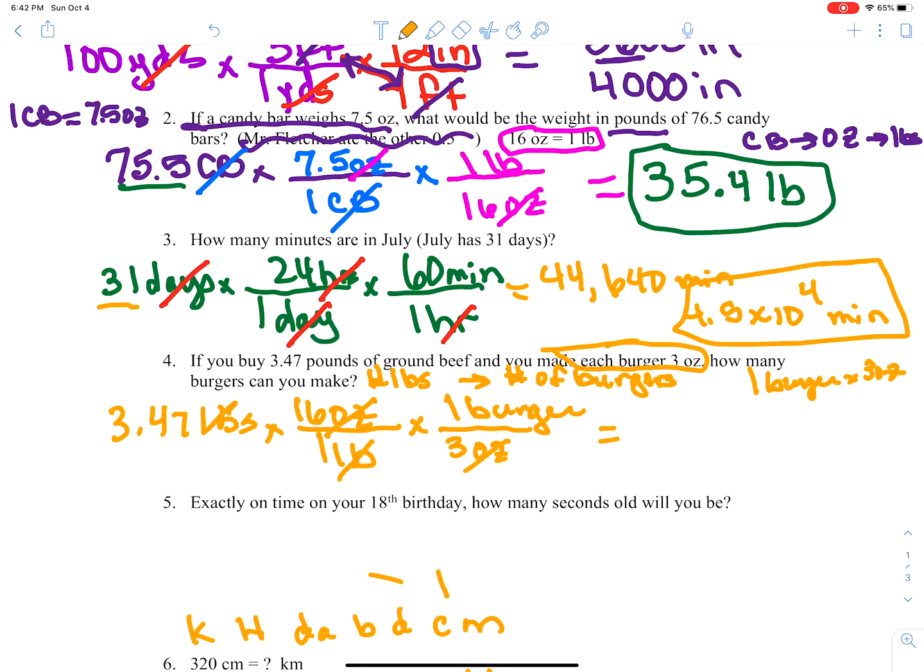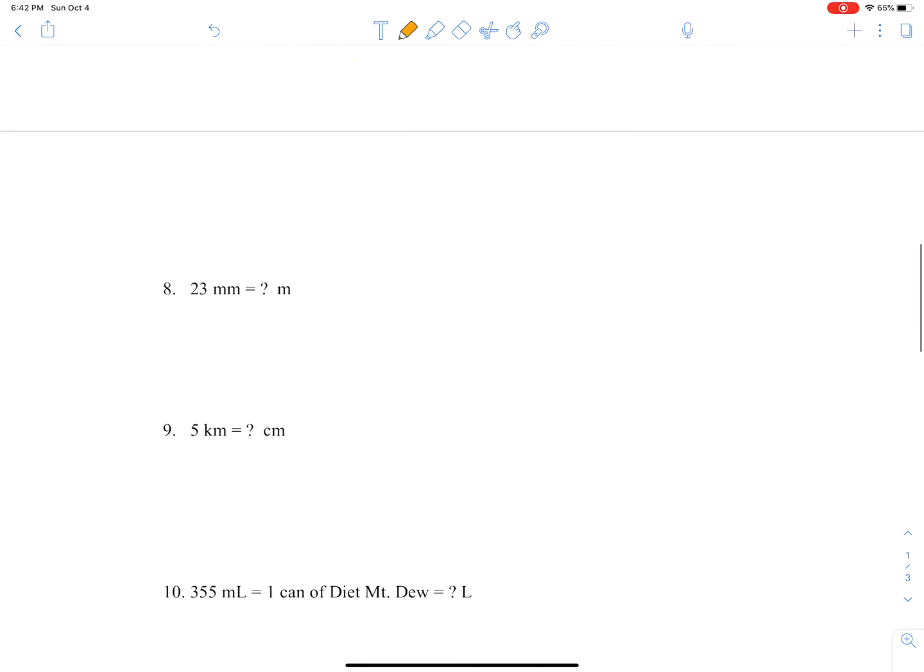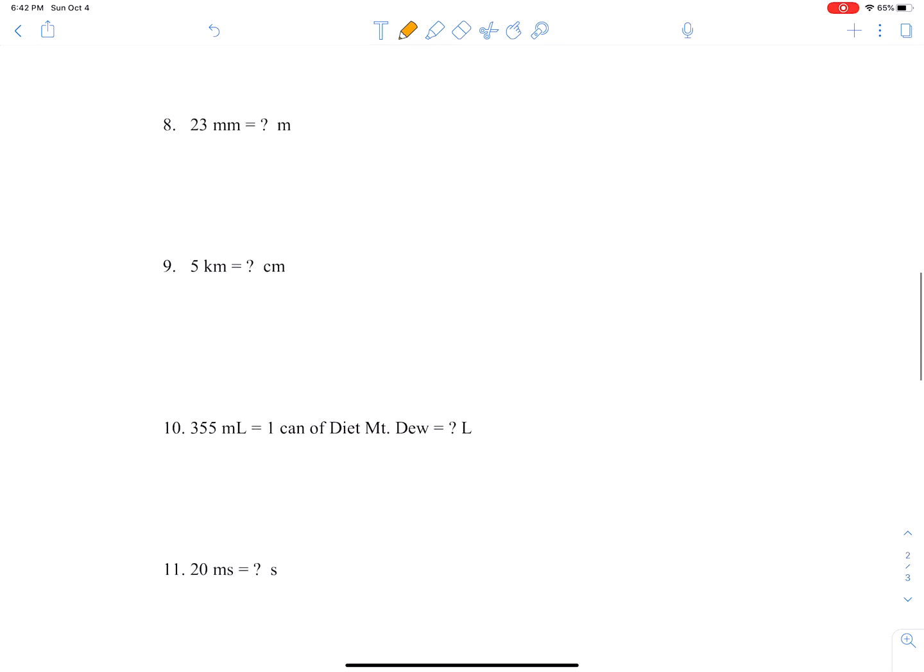So if I'm doing the math here, 3.47 times 16 divided by 3. If we look at sig figs, I have 3 significant figures. So we can make 18.5 burgers out of 3.47 pounds. Okay, let's see what else we have. We'll practice a few more.